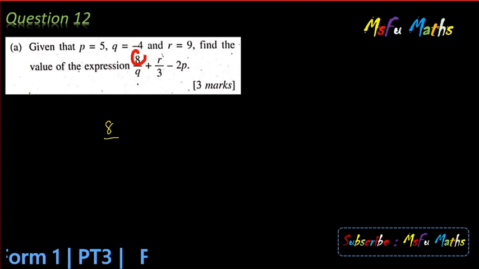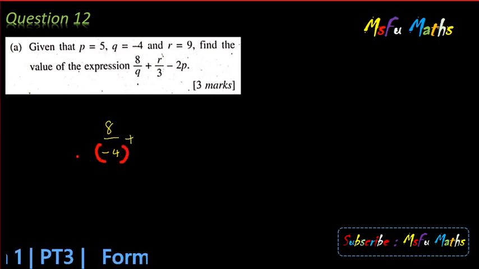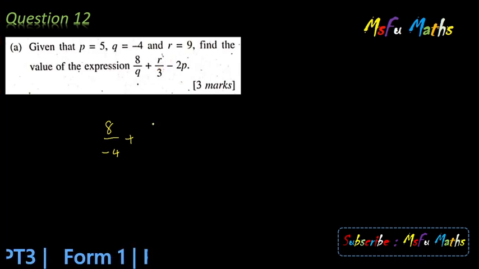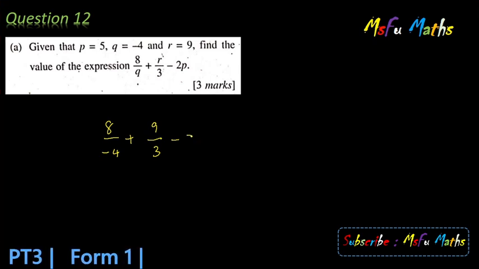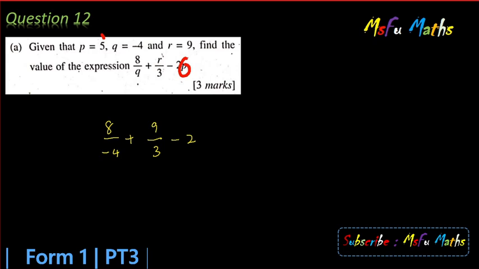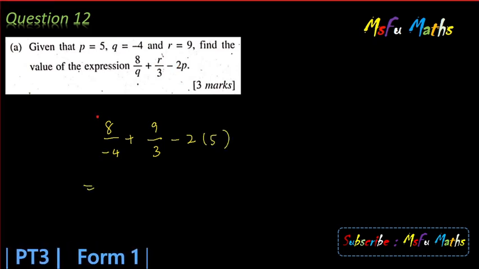So one by one, 8 over Q, where your Q is -4. So you write here -4. Plus, you can put it in the bracket, no problem, but I didn't put in the bracket because I have nothing here to multiply with. So I just put -4. Plus R. R is 9, right? So substitute, and 9 over 3 minus, continue, 2. P is 5, so I put here 5.